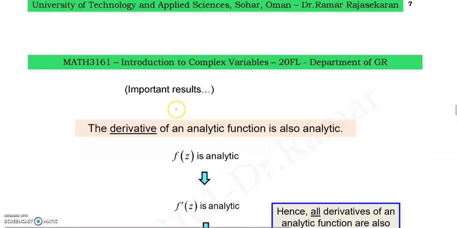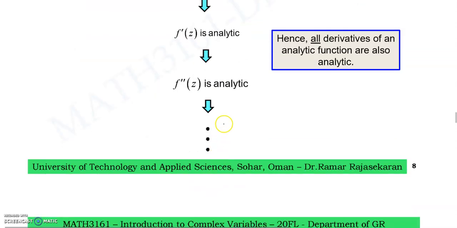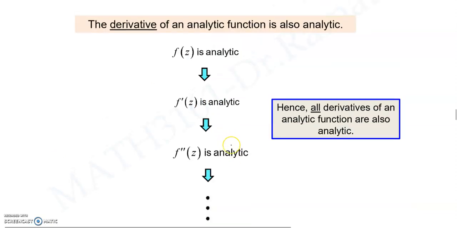Now you see one important result. Suppose we know that the function f of z is analytic, then definitely we can say that the first derivative of the function is analytic, and the second derivative of the function is also analytic. The third derivative will keep on going. So if f of z is analytic, then the derivatives of the function are definitely analytic.